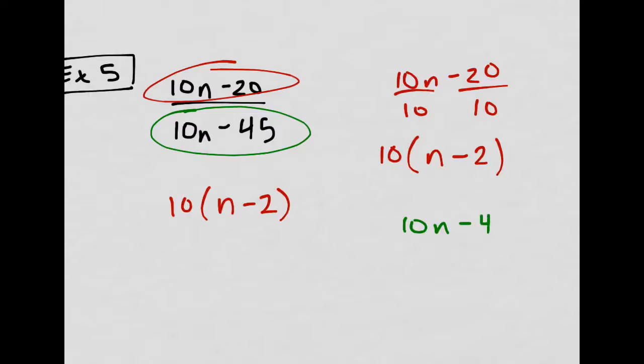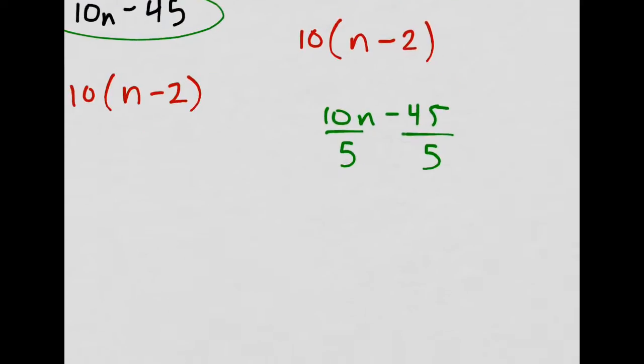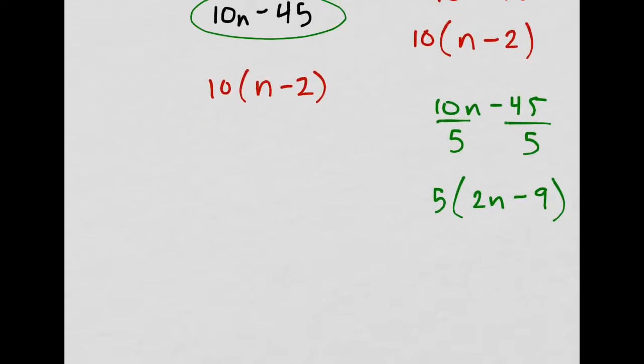10n minus 45. I can't factor out a 10 like I did the other time, but I can factor out a 5, because I can divide both of them by 5. So that would be 5 on the outside. Whatever I divide by goes on the outside of the parentheses. And I'm left with 2n, and minus 45 divided by 5 is 9. 9 times 5 is 45. Okay. So then 5 times 2n minus 9.